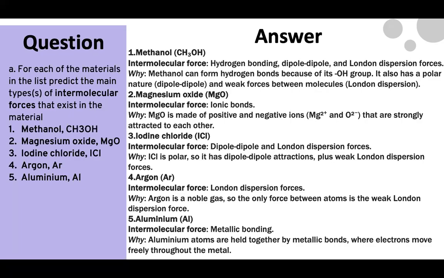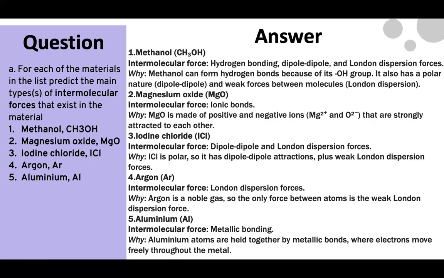For methanol, the intermolecular forces are hydrogen bonding, dipole-dipole, and London dispersion forces. The reason is that methanol can form hydrogen bonds because of its OH group, and it also has a polar nature, giving dipole-dipole and weak forces between molecules. For magnesium oxide, the force is ionic bonding. Magnesium oxide is made of positive and negative ions, Mg2+ and O2-, that are strongly attracted to each other.